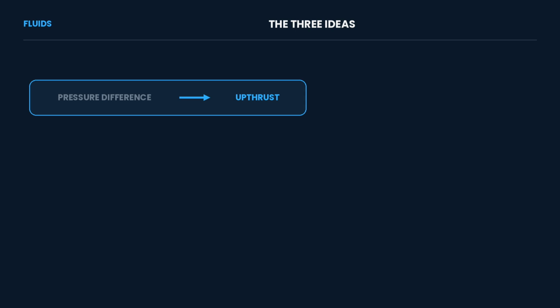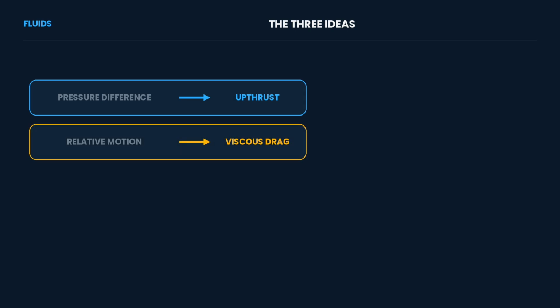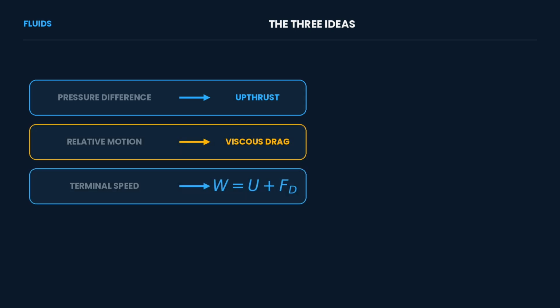Pressure differences produce upthrust. Relative motion produces viscous drag. At terminal speed, weight equals their sum. Next, we leave materials and ask what progressive waves actually transfer.